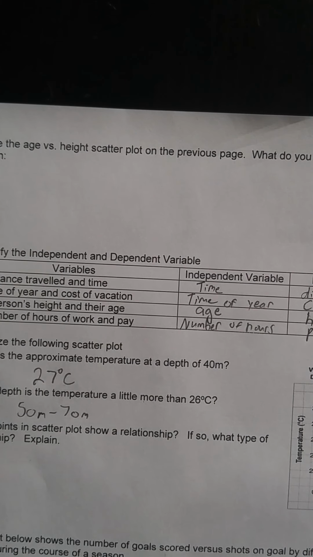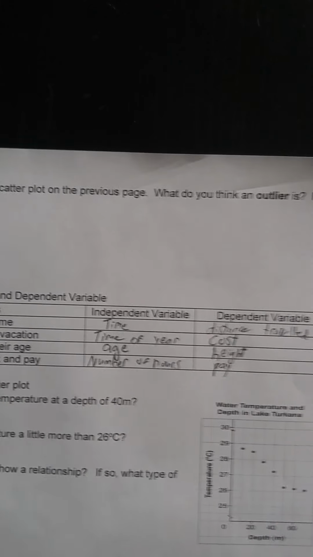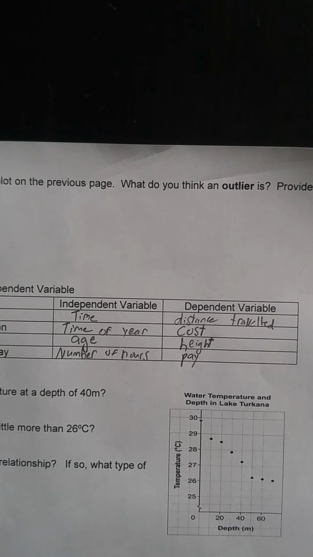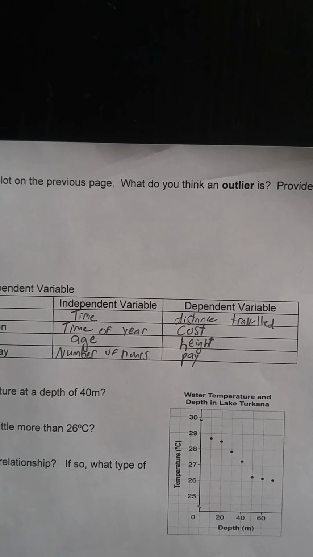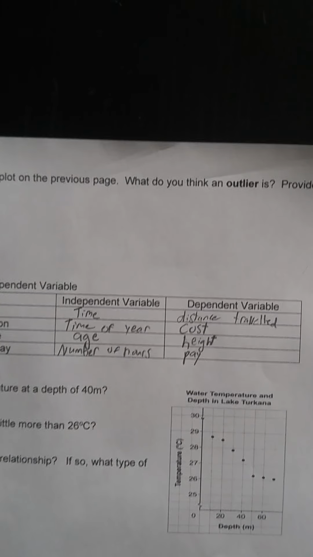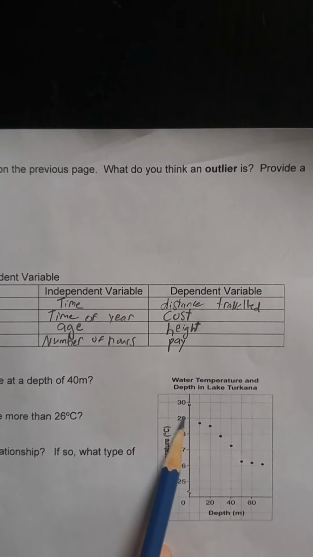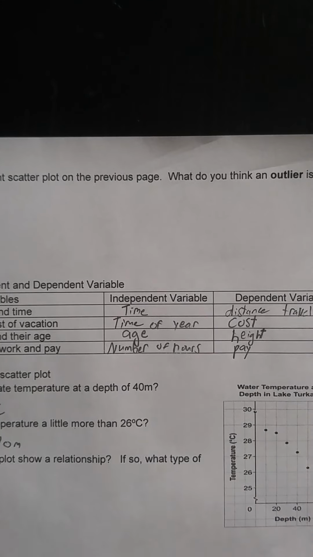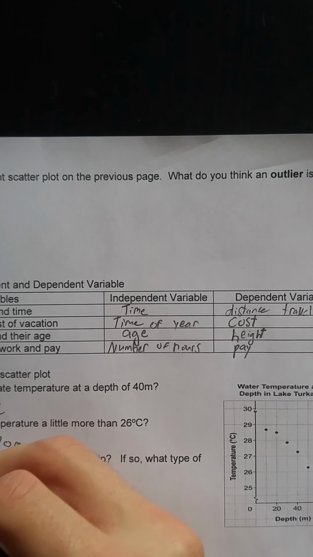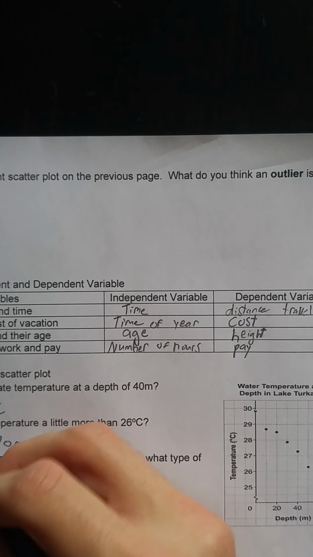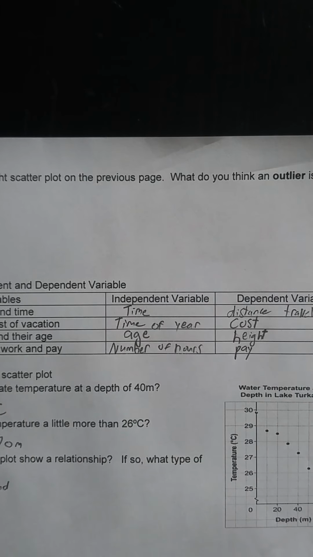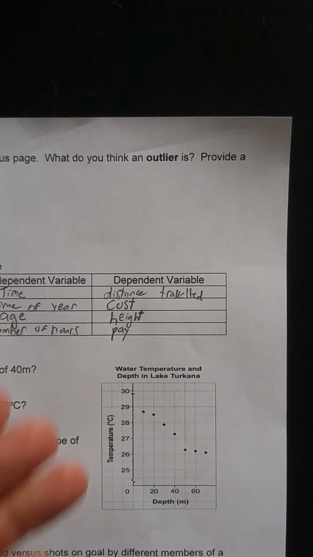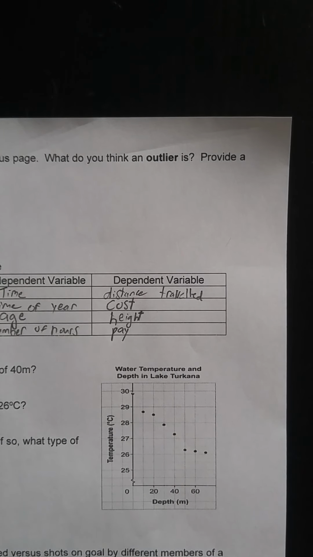Do the points on the scatter plot show a relationship? If so, what type of relationship? So we can see it starts at the top and it's moving downwards. We see kind of a relationship here. Which type would it be? We're going to say a downward trend. And it says explain as well. So I'll explain why. Okay, because as it moves to the right, our dots are also moving downward. So we call that downward trend.